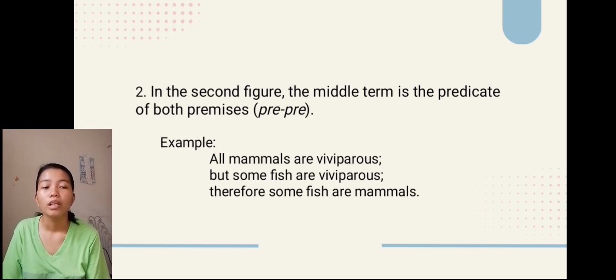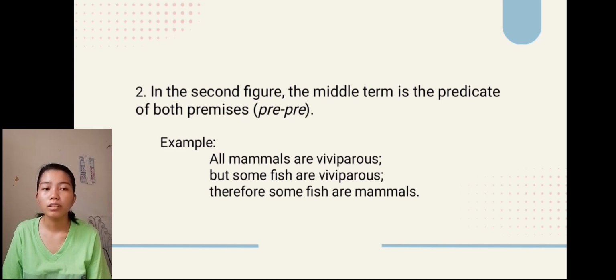Okay, it is valid. So, in the conclusion, some fish are mammals. Some is, like what I've said before, particular affirmative. So, it is invalid because in moods, in the conclusion, it is only the universal negative and universal affirmative, not particular negative. In rules of second figure, one premise must be negative to avoid the fallacy of undistributed middle term. One premise must be negative.